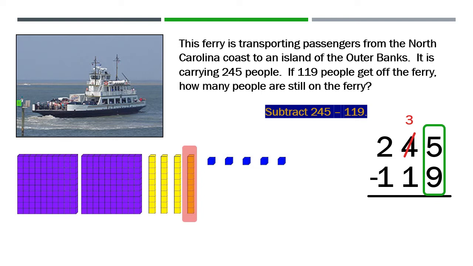But what happens to this 10 block when we put it into the ones column? Well, we know that 10 ones make up one of these tens blocks. So we end up with 10 more ones. And so now instead of just 5 in the ones column, we have 15. And so I'm going to write this little 1 next to my 5 to represent that I have 15 in the ones column now instead of just 5.